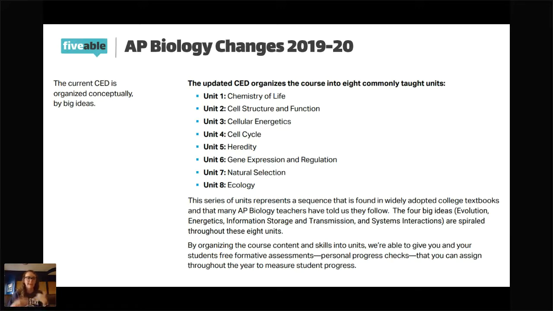So you can see the units there. We're starting the year, I don't know how you're pacing out your year, but we're starting the year with Unit 1, and we're going to go through from Unit 1 to Unit 8, just assuming that a lot of teachers are following the pacing plan set up by College Board.